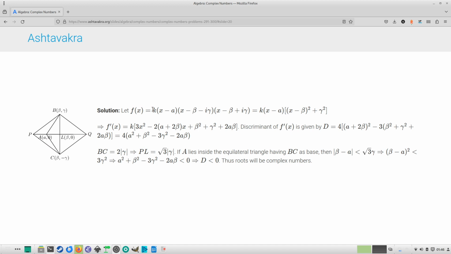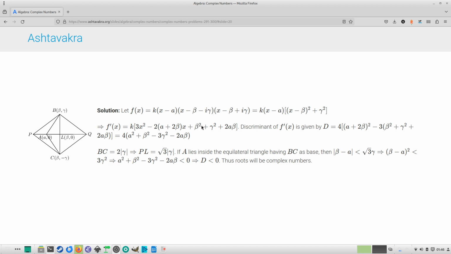So we let f x is equal to k into x minus a into x minus beta minus i gamma and x minus beta plus i gamma. So we get the equation k into x minus a into x minus beta whole square plus gamma square. Now f dash x would be k into 3x square minus 2 into a plus 2 beta, this is a, this shouldn't be alpha, plus beta square plus gamma square plus 2a beta.